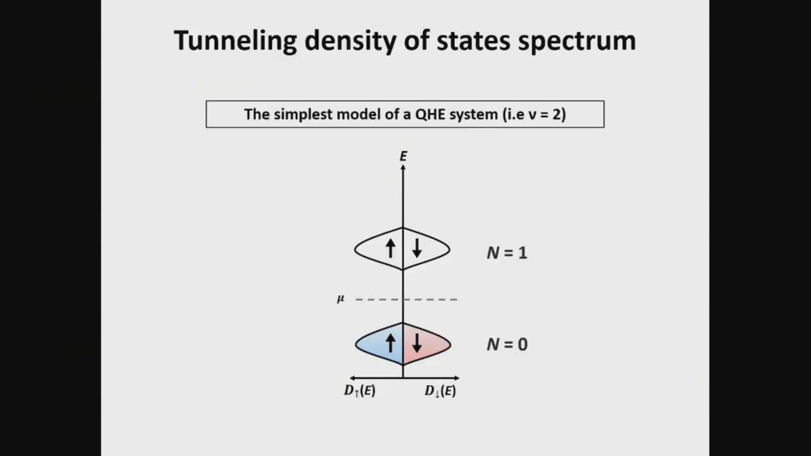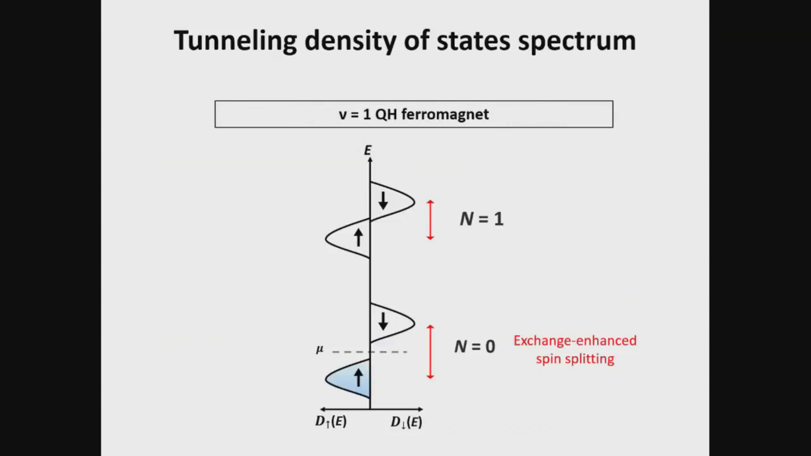A quantum Hall system in general can be described by these simple discrete Landau levels. Depending on the filling fraction of the Landau level, the system can have different spin configurations. For example, at even integer filling factor, the energy level is occupied by equal numbers of up-spin and down-spin electrons. On the other hand, at odd integer filling factor, because of the strong exchange interactions between electrons, the electrons favor aligning their spins.